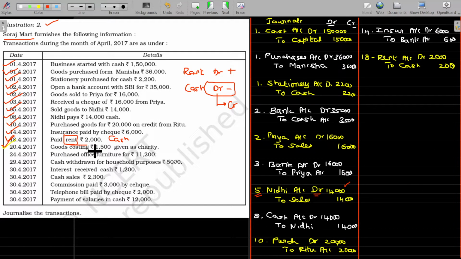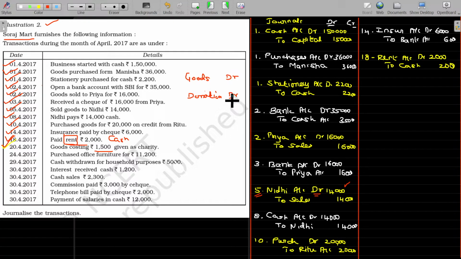And on 20th, goods costing 1500 given as charity, right? So we have goods and charity. Charity is otherwise named as donation, clear. And goods is always debit balance. Donation should also be debit balance. How is donation classified? Not as an asset, but as expenses and losses. Without reciprocal benefit, if you are making any payment, it is expenses and losses. Either you can name this being the loss or loss for the charity cost. Whatever the assumption may be, it's a debit balance.